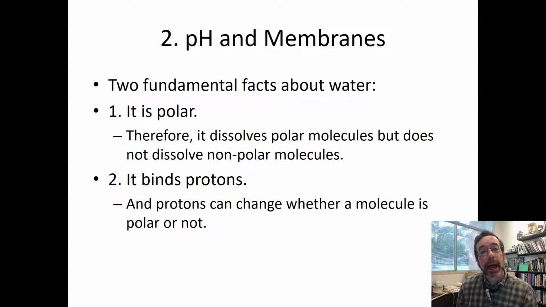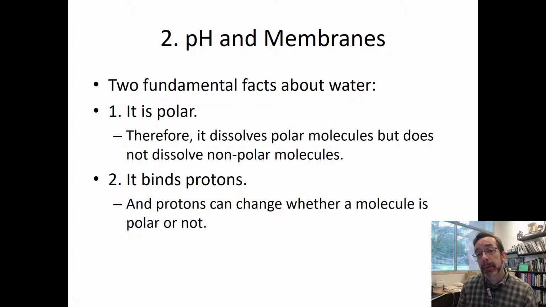Both of those actually have to do with the water molecule. Because human bodies are so much water, it's probably the most important single molecule to understand. And it affects how everything else works. So there are certain things about water that affect both pH and membranes. The two facts that we're going to go through: water is polar, so its chemical structure makes it polar. Therefore, it dissolves polar molecules, but it does not dissolve nonpolar molecules. This one little fact sets up everything else.